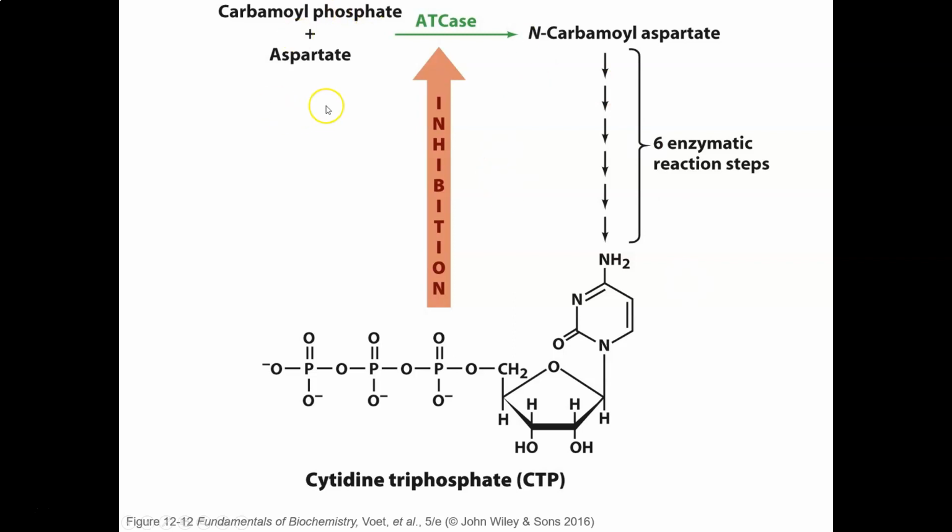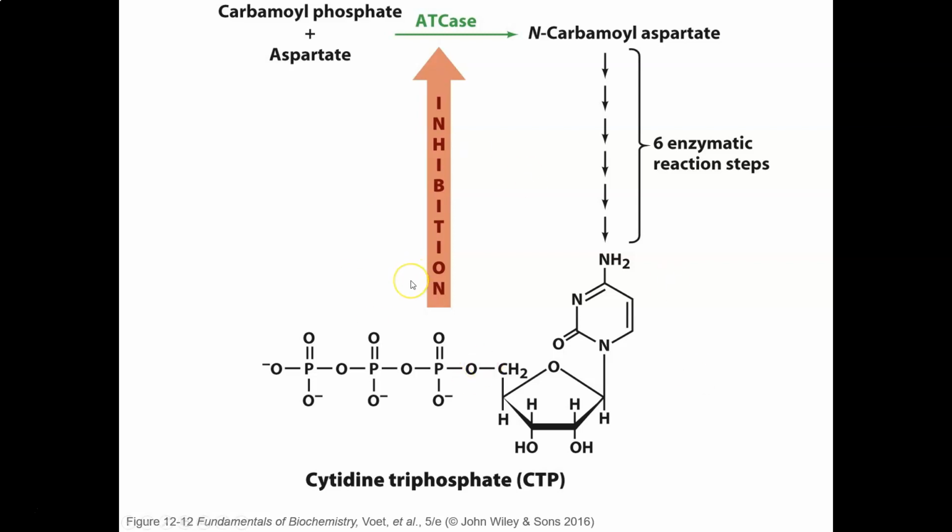And the pathway starts with carbamyl phosphate and aspartate, and ATCase is the enzyme that forms N-carbamyl aspartate. And then there are a number of steps until you get to the product. But the way that this works is that if the CTP concentration gets to be too high, then the 4 nucleoside triphosphates will be unbalanced.